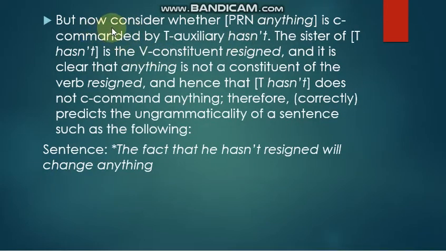But now consider whether the pronoun anything is C-commanded by the T auxiliary hasn't. The sister of hasn't is the verb constituent resigned, and it is clear that anything is not a constituent of the verb resigned, and hence that hasn't does not C-command anything. Therefore, this correctly predicts the ungrammaticality of a sentence such as the following: "The fact that he hasn't resigned will change anything."